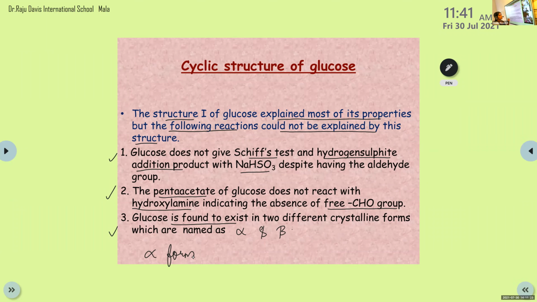Schiff's test means we are using one reagent known as Schiff's reagent. When a carbonyl group or aldehyde is present in the chemical reacting with this reagent, it will normally show a positive result. But here no positive result is obtained. That means this aldehyde group is not in a free state. It is linked with another group. That's why. Schiff's test is used to identify the carbonyl group present in the molecule.